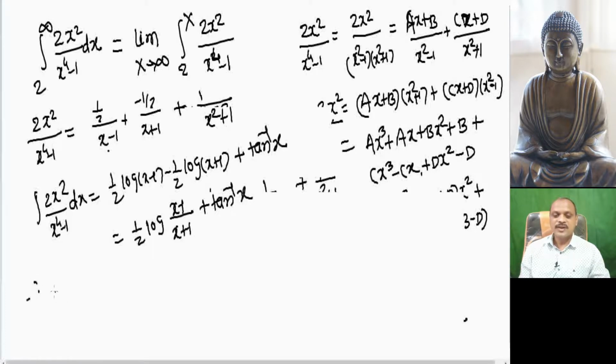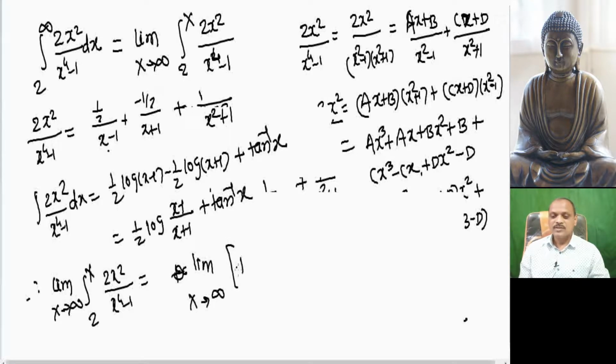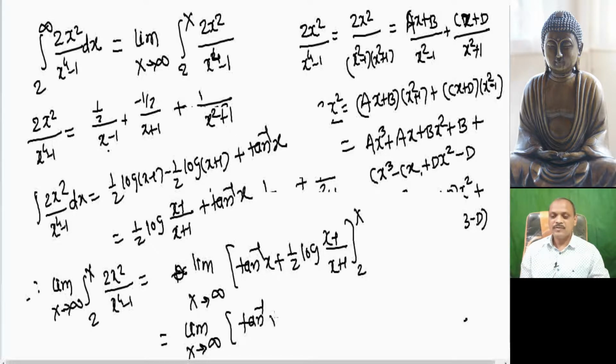Hence, limit x tends to infinity, integration 2 to x of 2x square divided by x raised to 4 minus 1 equals limit x tends to infinity of tan inverse of x plus 1 by 2 log of (x minus 1)/(x plus 1), between the limits 2 to capital X. Equals limit capital X tends to infinity; apply the upper limit: tan inverse of capital X plus 1 by 2 log of (capital X minus 1)/(capital X plus 1), minus tan inverse of 2 minus 1 by 2 into log of (2 minus 1)/(2 plus 1).